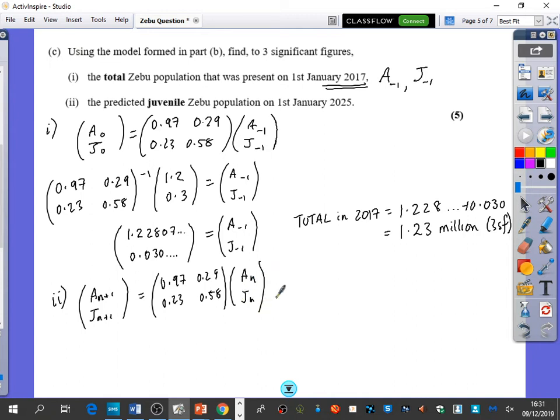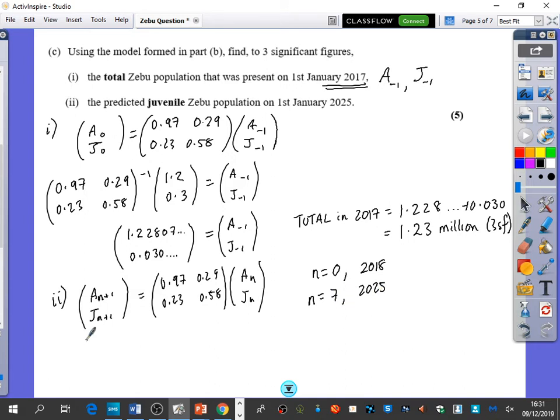Okay, we're now trying to do for part 2 the predicted juvenile zebu population on the 1st of January 2025. Now, when n was equal to 0, what year were we talking about? 2018, okay? So if we're talking about 2025, we're talking about n is 7: 18, 19, 20, 21, 22, 23, 24, yeah, 25. I always get confused with years and when one of them's 0 when you start with 0. So we want to know what is it going to be when n is equal to 7.